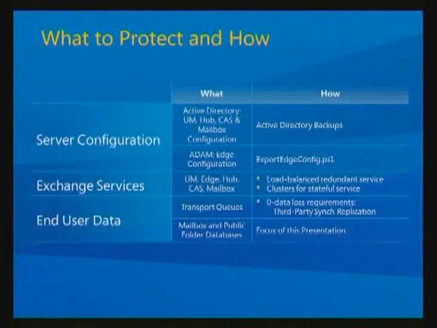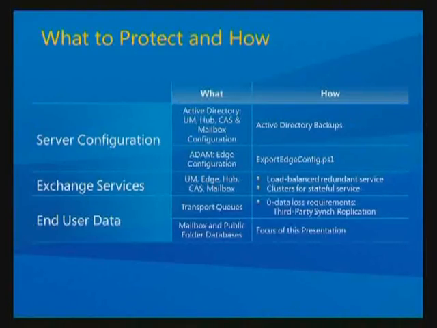So what are your options? Well, for the server configuration, which is stored typically in the Active Directory, we would suggest that you do Active Directory backups, and that's what Active Directory recommends to you anyway. You can also go for the edge server. You can export that configuration so that it's maintained for future use. If you lose your edge server, you can then re-import that configuration to get your edge server back to where it had been.